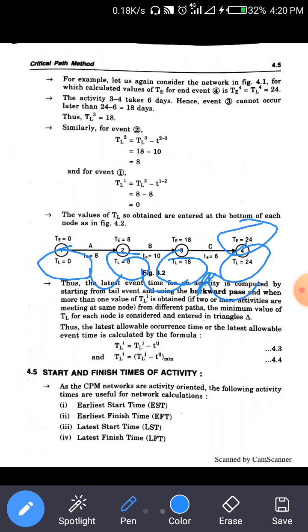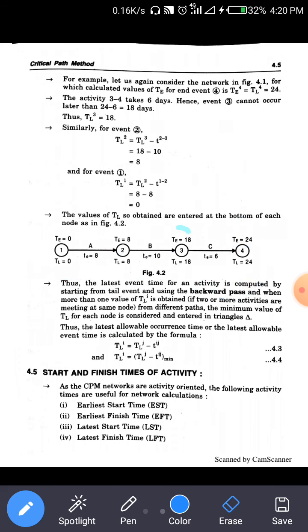So for finding out the TE we require summation, and for finding out the TL we require subtracting the value. So here the equation for finding out the TL is given: TLI is equal to TLJ minus TIJ. So these are the important formula for finding out the TL and TE.